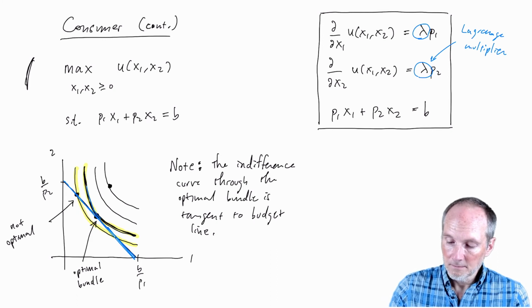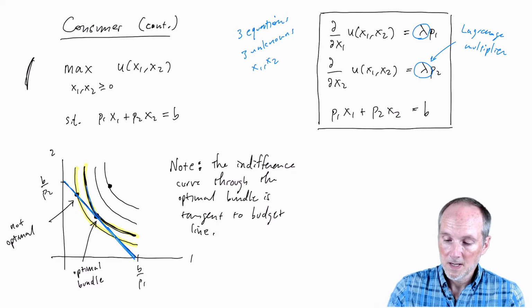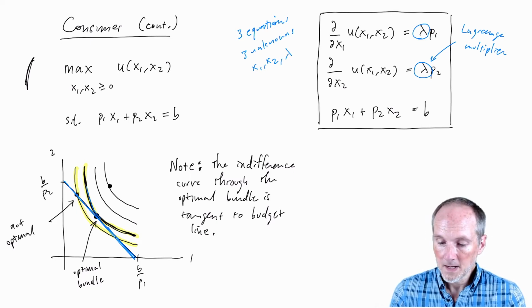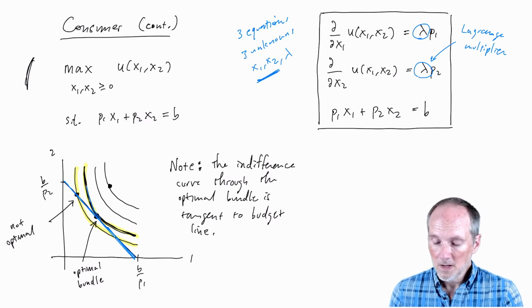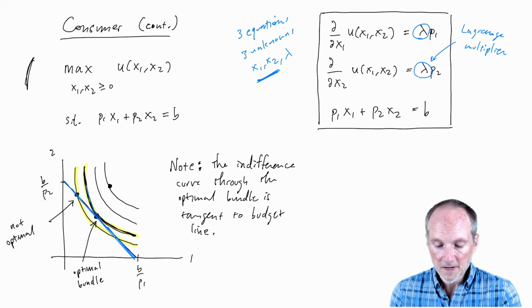but it's a system of 3 equations in 3 unknowns. There's the x1, x2, that's the consumption of good 1 and good 2, plus this extra multiplier. Okay, we're mostly interested in the optimal x1 and x2, but back to my train of thought.